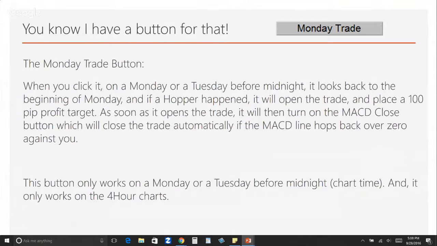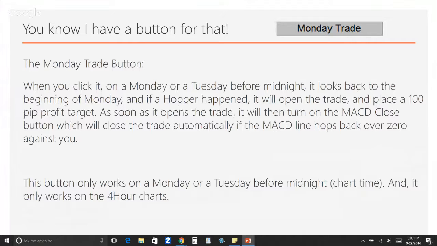All right, so of course, I have a button for that, the Monday trade button. It'll only allow you to use it on a Monday or a Tuesday. If you click on it any other day of the week, it'll just give you a little message that says wrong day. When you click on it on a Monday or a Tuesday before midnight, it looks back to the beginning of Monday. And if a hopper happened, it will open the trade and automatically place a 100 pip profit target. As soon as that trade opens, it will then turn on the MACD close button, which I'm going to tell you about next.